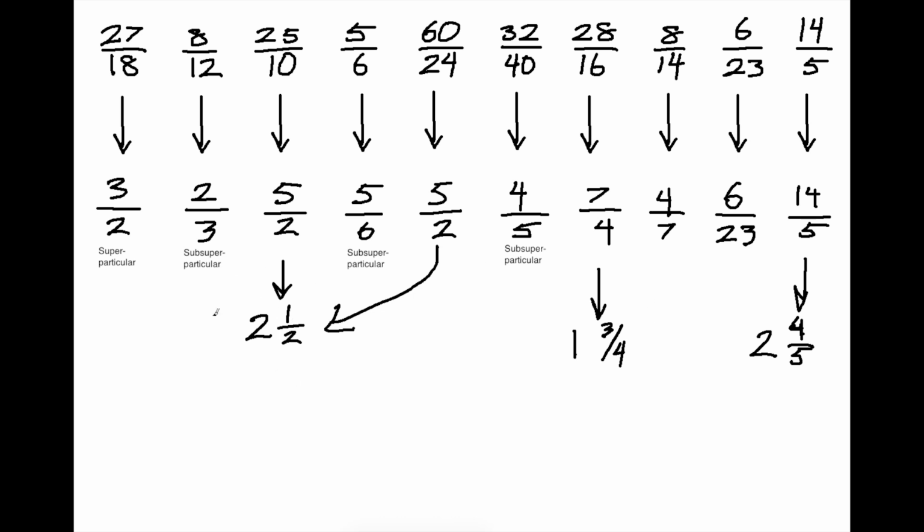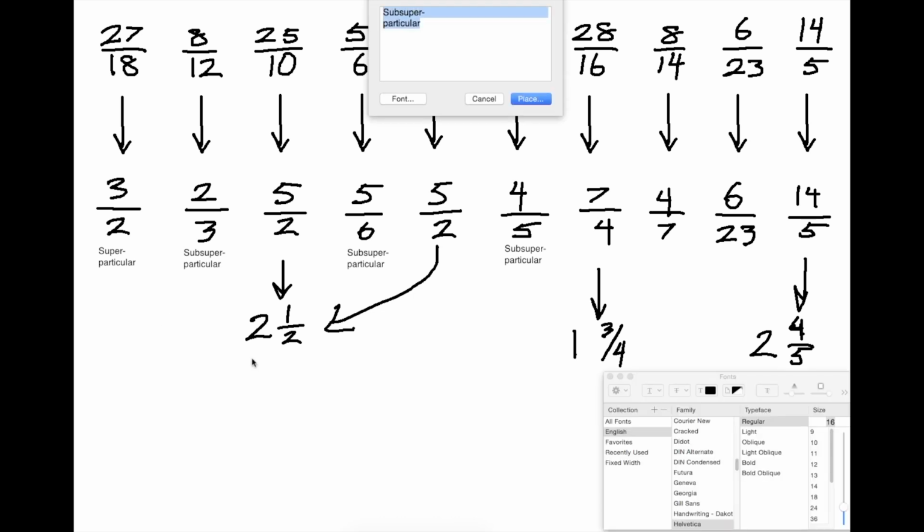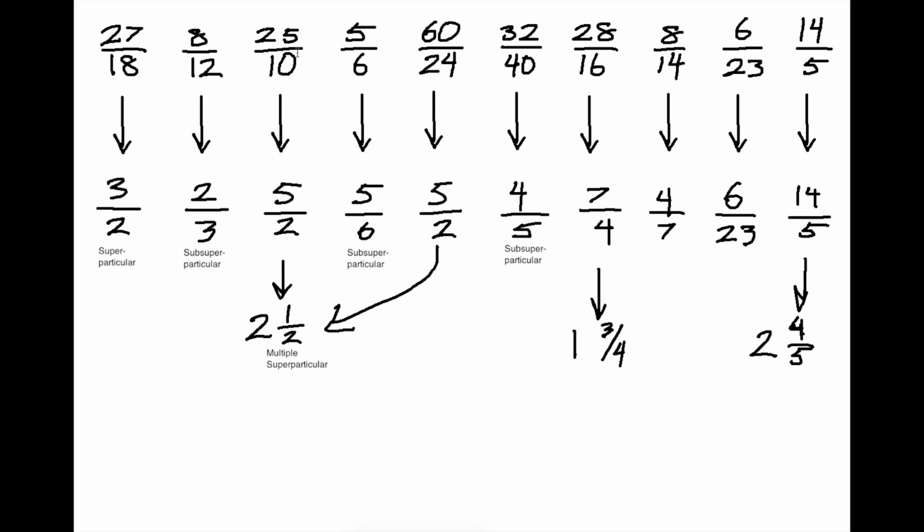So we know that these that have 2 in them are going to be multiple forms of something. Now this one has just a 1/2 left over, so it's a fractional part of 1. So that's going to make this a sesquialter of some kind, but it's going to be a multiple sesquialter. When the sesquialter is, of course, a superparticular, so this is the multiple superparticular. So there we have it. So both of these, 25/10 and 60/24, are multiple superparticulars.